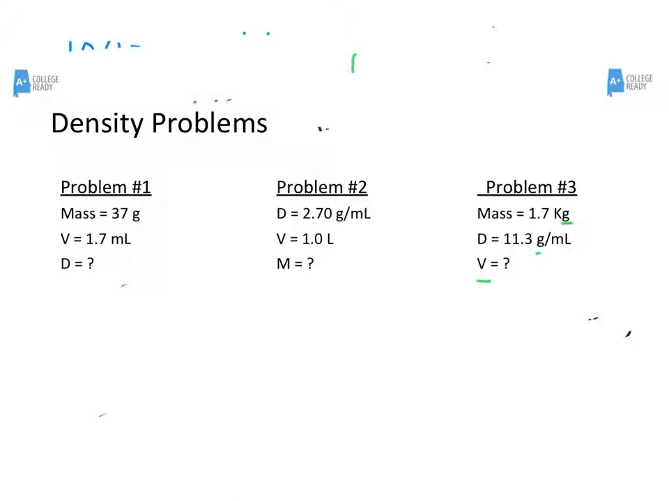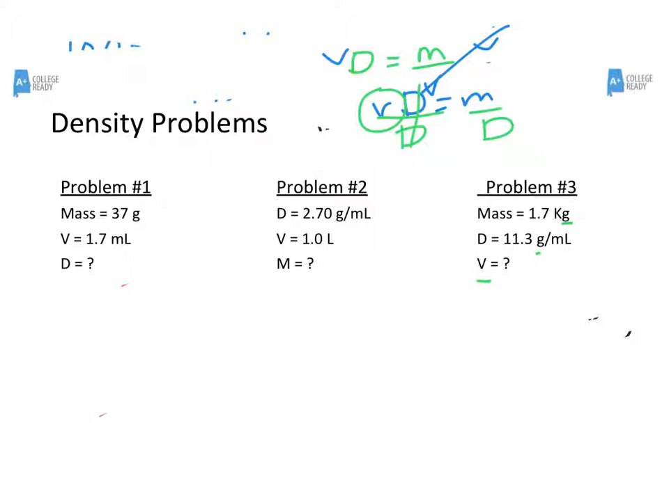So I'm going to start with density is equal to mass over volume. And knowing that I've got to get the volume on one side, I'm going to multiply my volume on both sides so that I get volume times density is equal to mass. And then I'm going to divide out my density so that now my volume is on one side by itself. So that gets me the equation of volume is equal to mass over density.